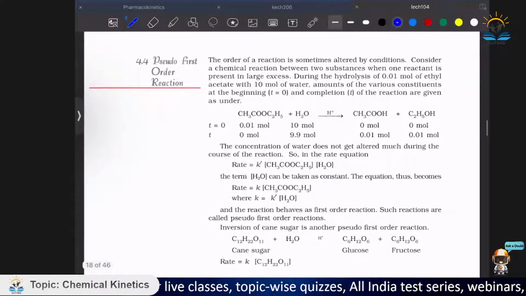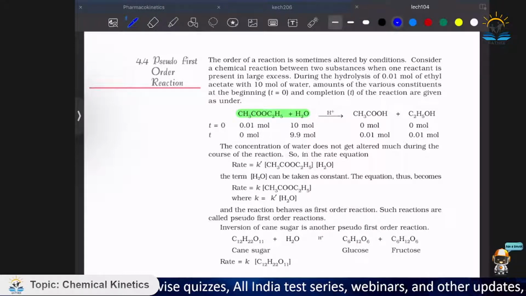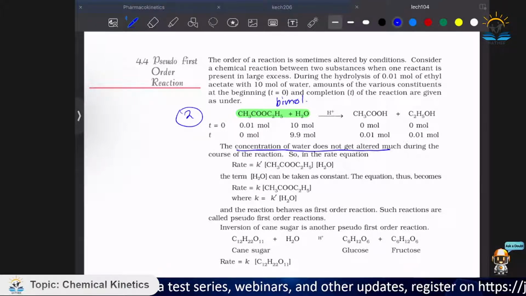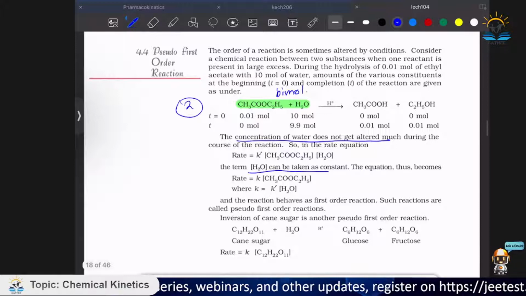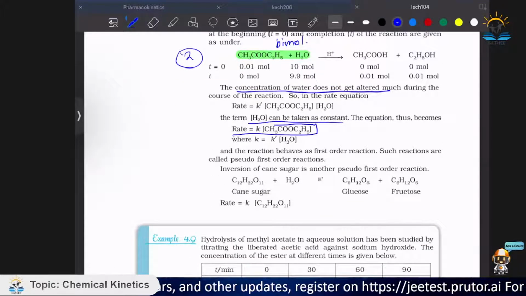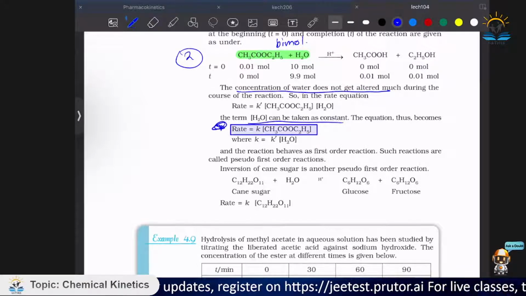Now pseudo first order reaction, nothing. It's a theoretical concept. Look at this reaction. It should be a second order reaction because it is bimolecular. But the concentration of water does not get altered much. So the concentration of H2O is constant. So the rate equation becomes this. Nothing much special about this, just an exception.